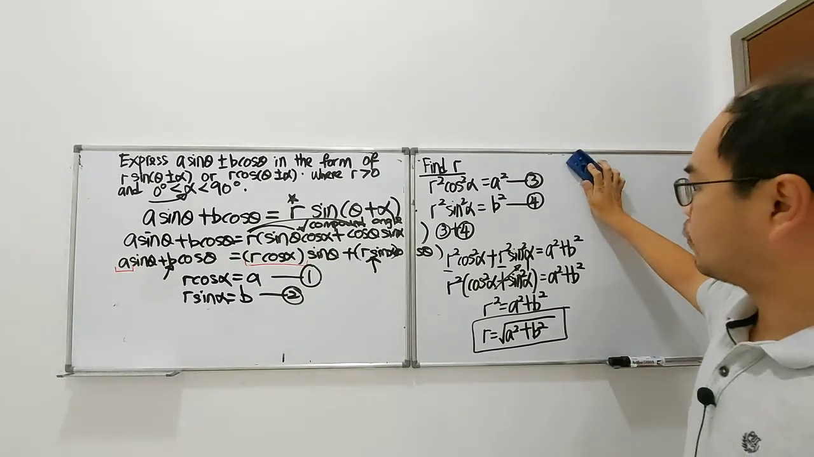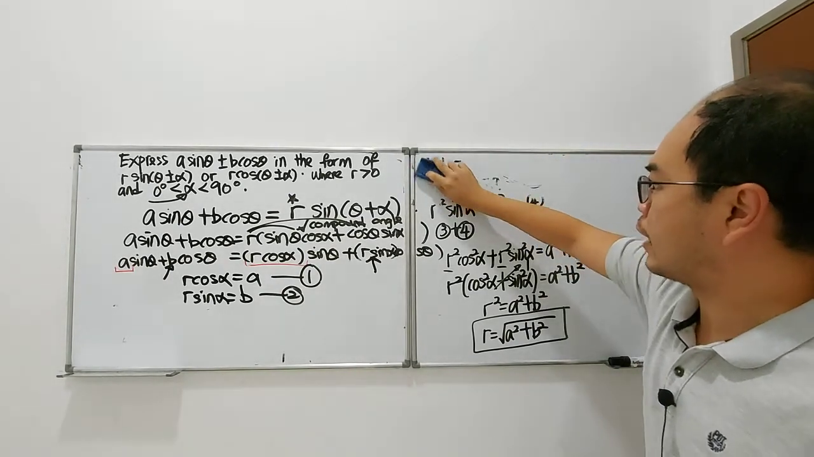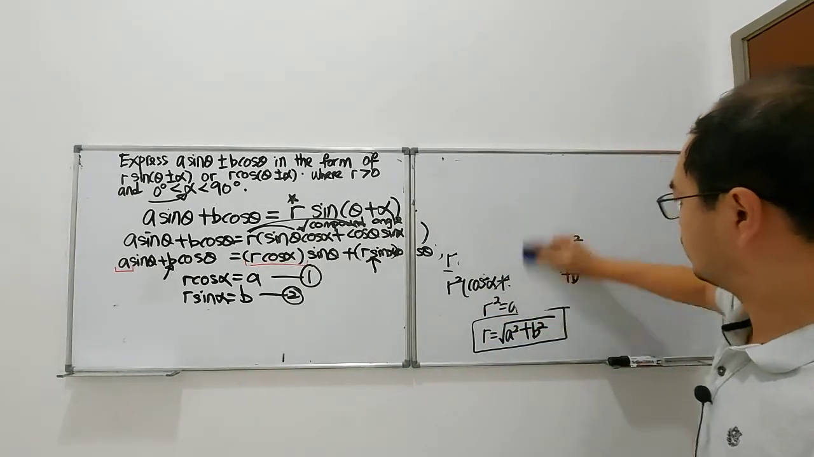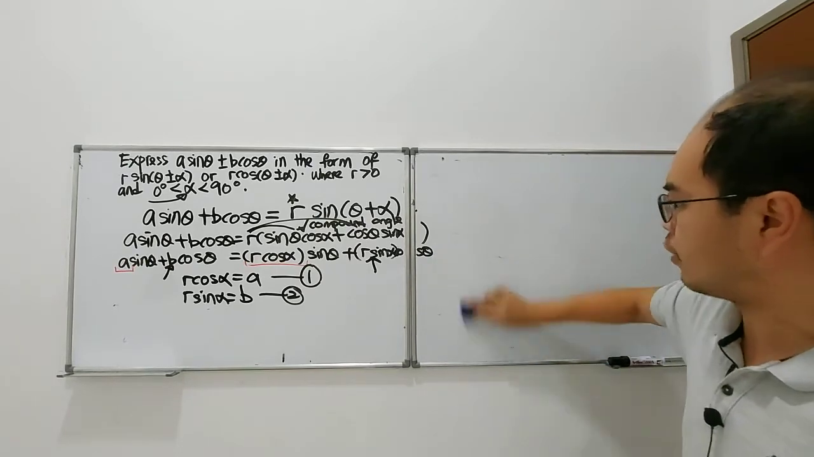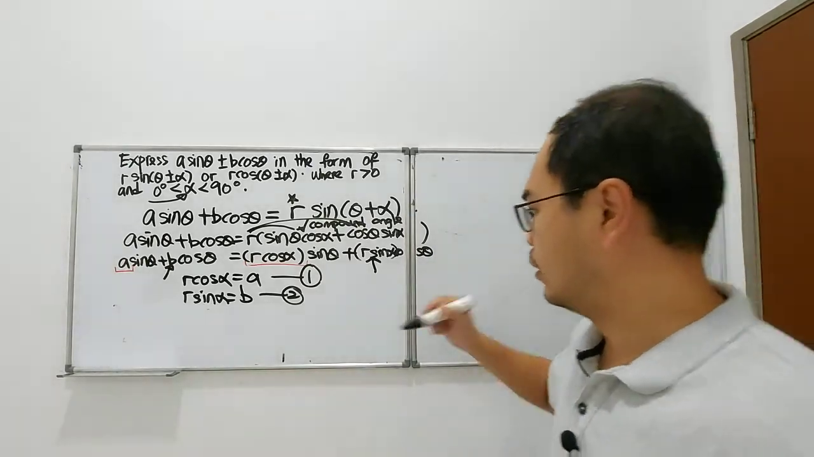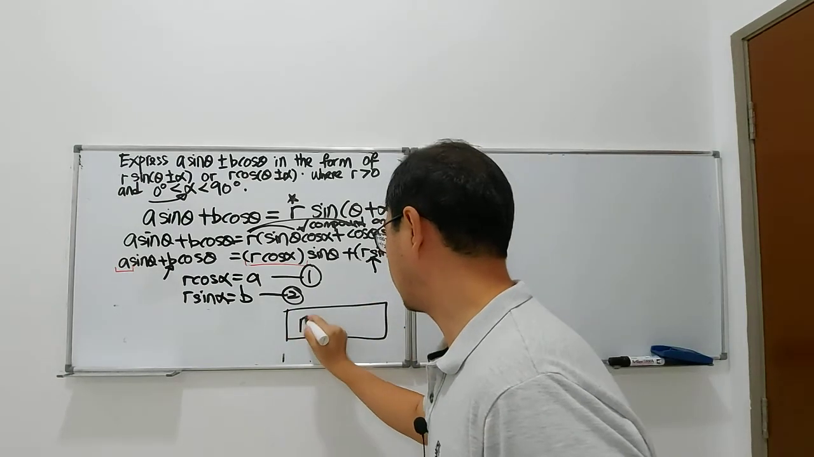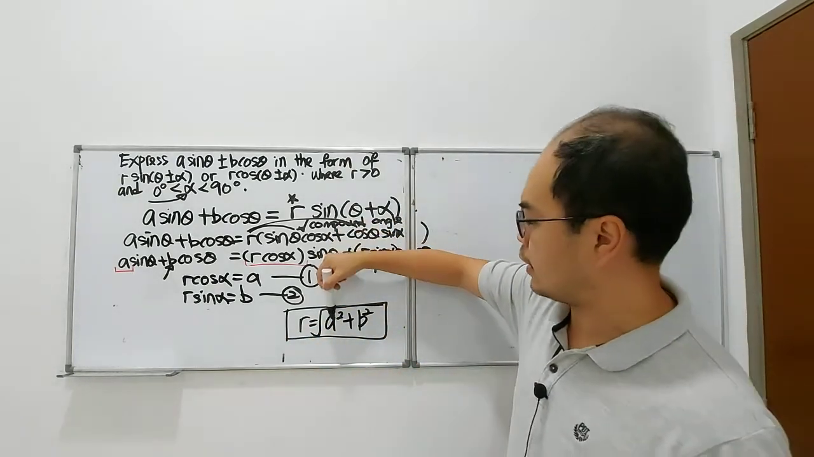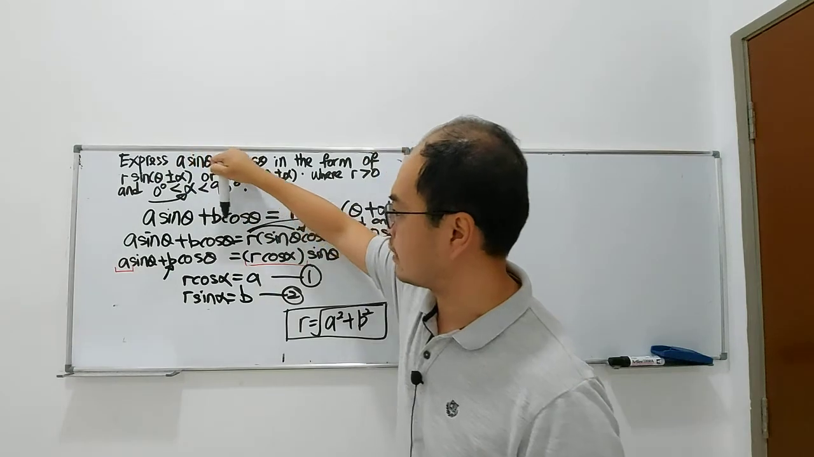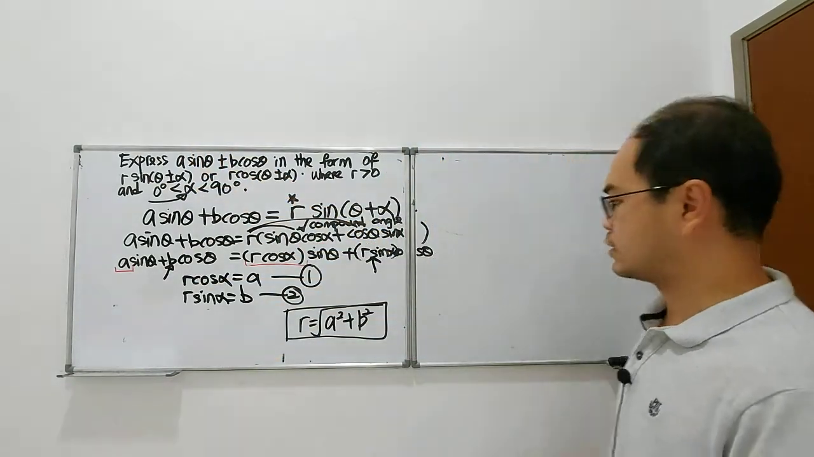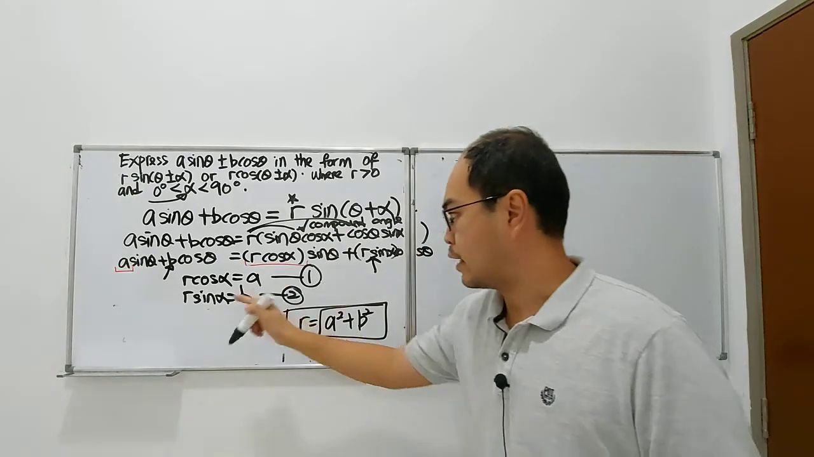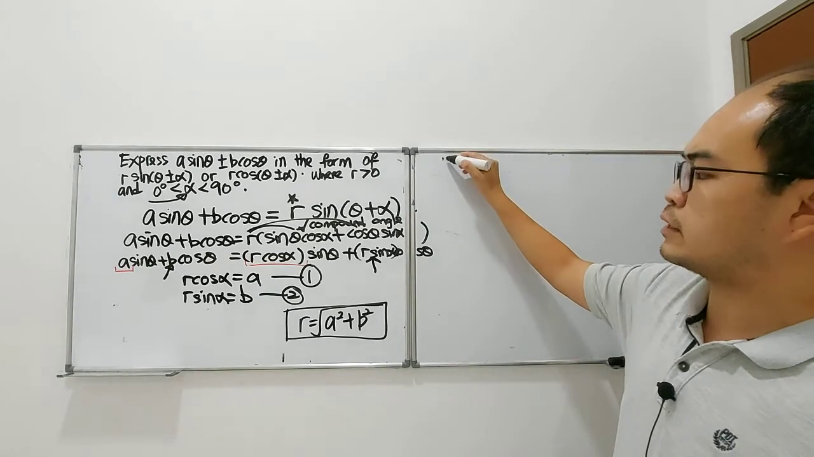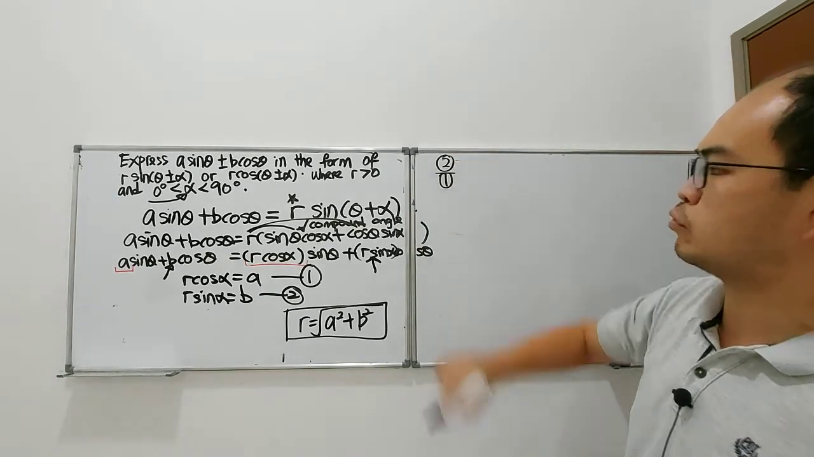Now let's say I want to find alpha. How to find alpha? This is the way you find r. The formula for r is the square root of a square plus b square, where a comes from the coefficient of sine theta and b comes from the coefficient of cos theta. So how to find alpha? I'm going to eliminate the r. By this way, I think division is the most suitable. So I take equation 2 divided by equation 1.